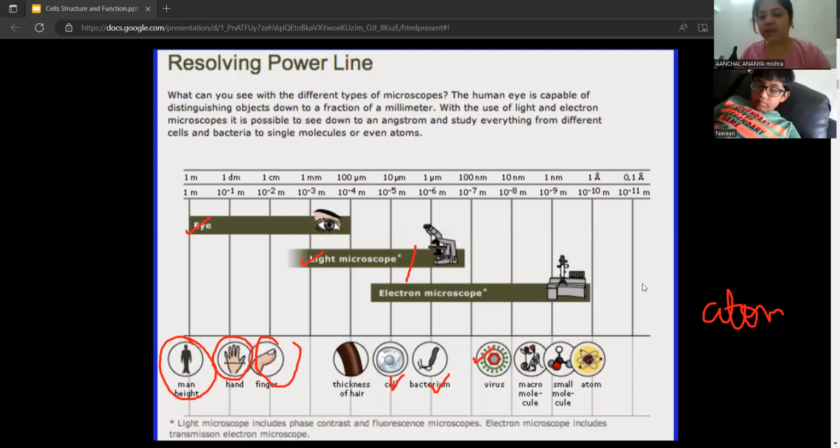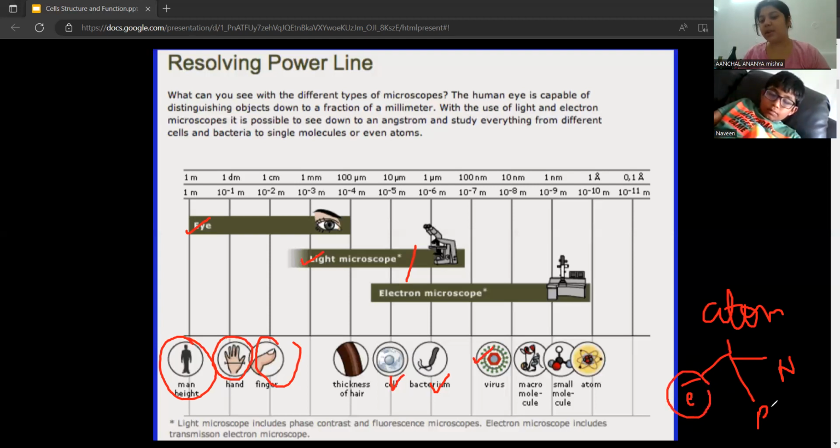Okay. So what about atom? What are the subatomic particles that we read about in the last chapter? So these are the subatomic particles: electron, protons, and neutrons, right?